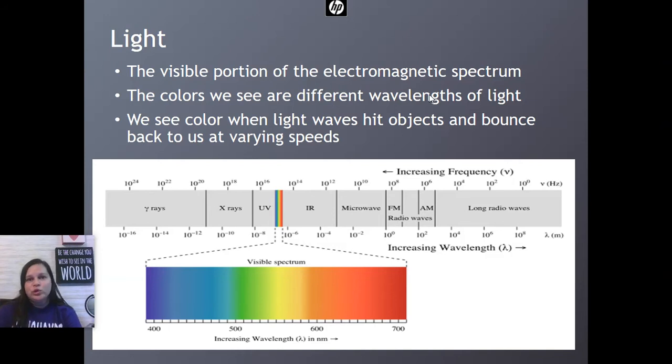So for example, an orange, like the fruit, is absorbing all the colors, but it won't absorb orange, and orange is reflected back to us. So really, the orange is all the colors except orange. So should we really be calling it an orange? Shouldn't we be calling it a not orange? Something to think about.